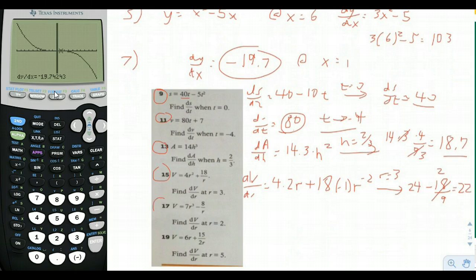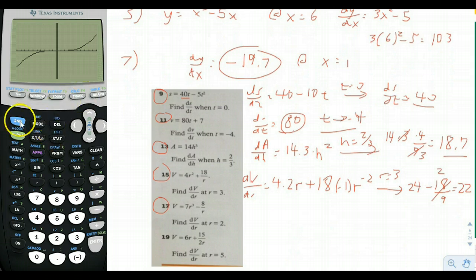Okay. Now we'll do 17. Why don't we try this one on a calculator, just so that you can get a little bit more experience with the calculator. So we'll do 7r cubed. And in this case, even though it's r, the calculator can't do r. It only does x, so that's okay. We'll just put x. 7r cubed minus 8 divided by r, or x actually. And then we're going to graph it. And then we just need to see what the value of the derivative is at r equals 2.